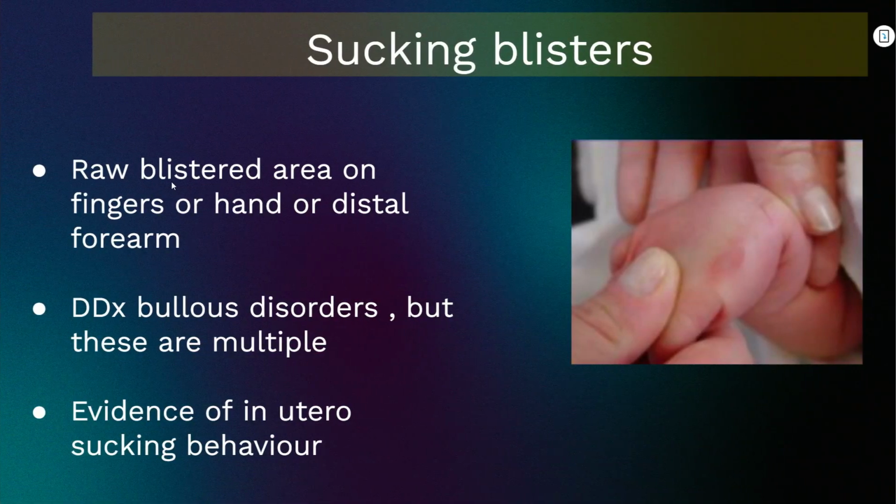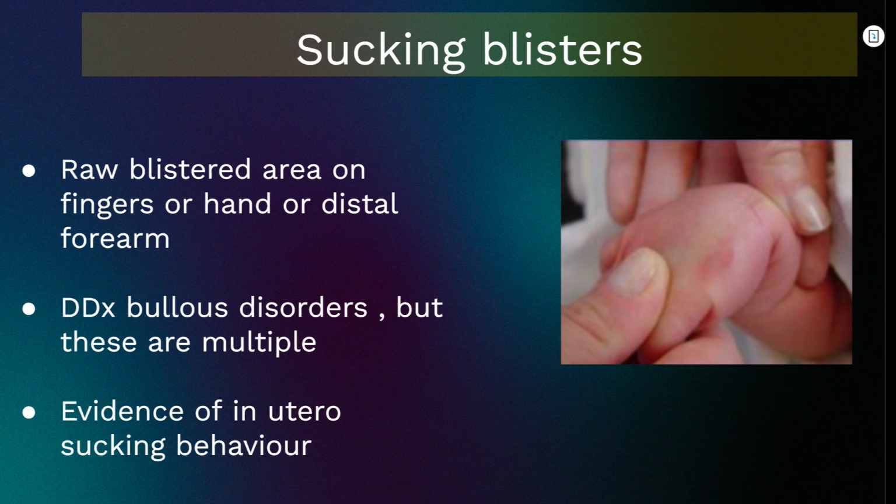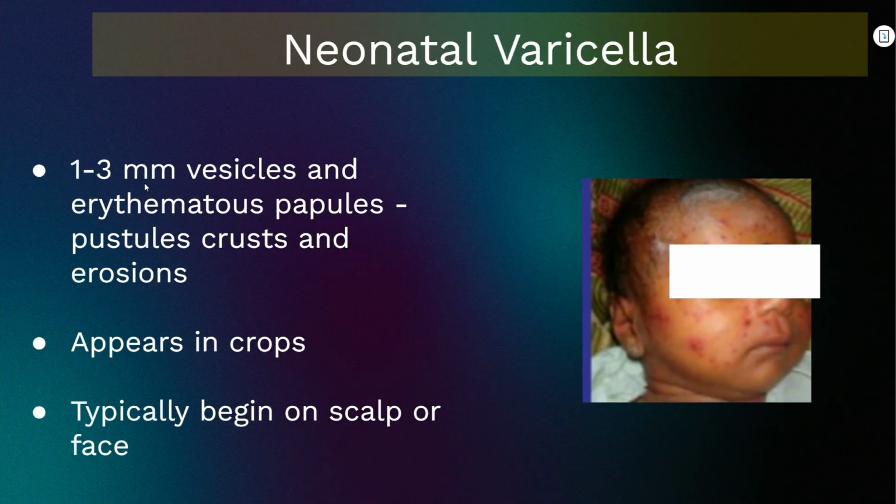The second option is a raw blistered area on fingers or hand or distal forearm. These are called sucking blisters. These are not milia. The differential diagnosis could be a bullous disorder, but in bullous disorder, these are multiple. Sucking blisters are evidence of in utero sucking behavior. The third option was pustules, papules and vesicles. That is typical of neonatal varicella.